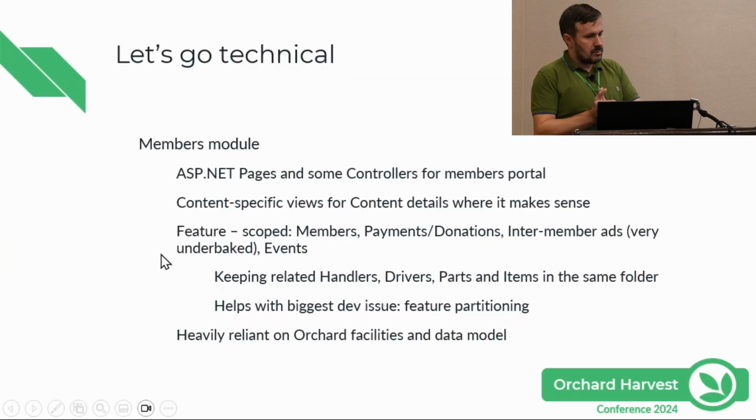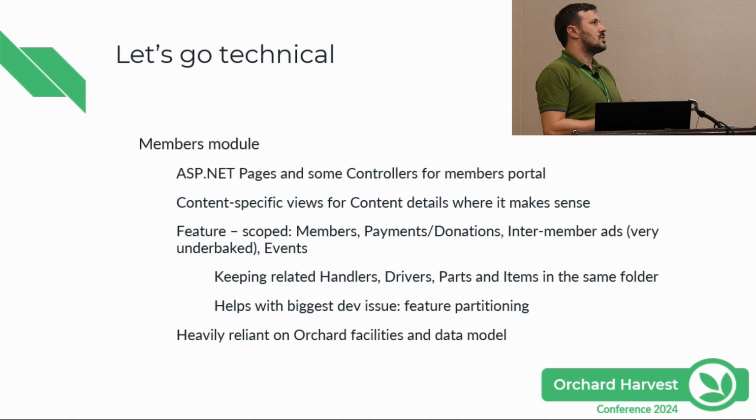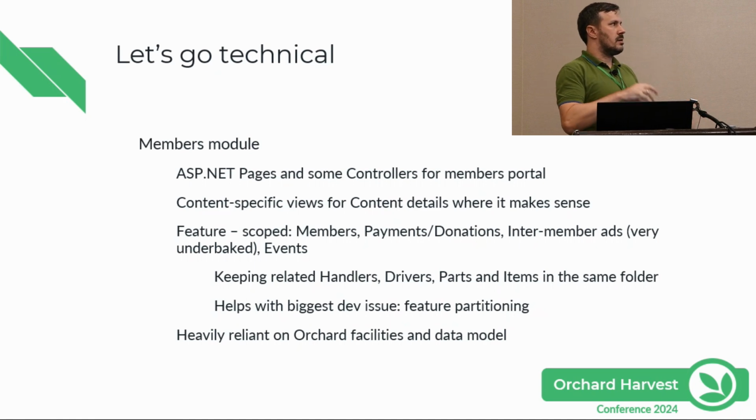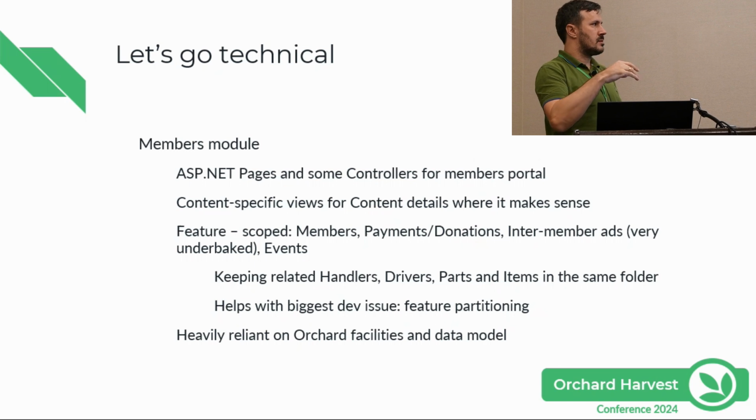When it comes to organization of files, it's feature scoped. We have folders for members, payments, donations, inter-member ads, and events. Every one of these folders has handlers, drivers, parts, stuff like that. And as I said, it's heavily reliant on Orchard Core facilities and data model.